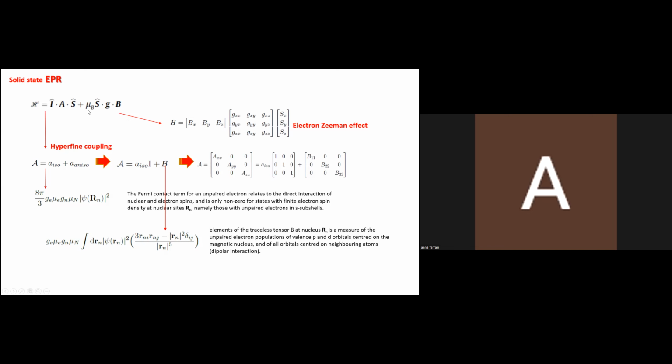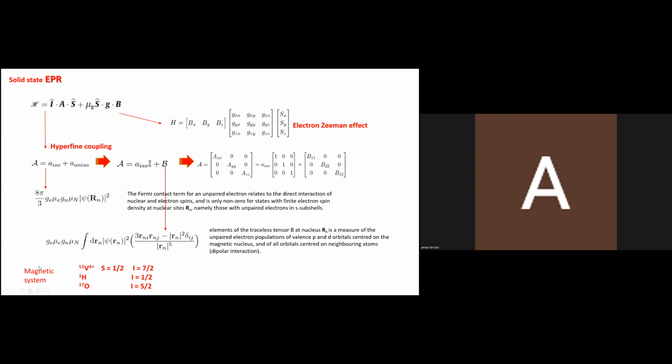Of course, all these terms, g, gE, gN, are the electron g factor and the gyromagnetic ratio for the nuclei, and mu E, mu N are the electron and nuclear magnetons.